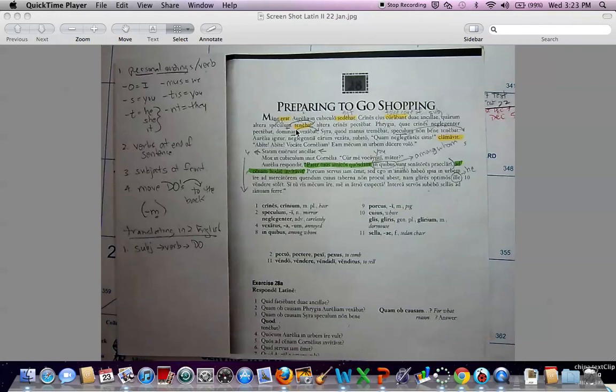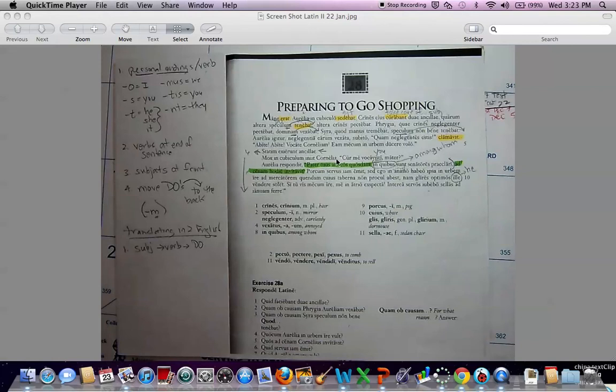altera speculum tenebat, here's my subject, another woman. Here's my verb, so I'm going to put it next, was holding, and then here's my direct object, the mirror. That's why I moved mirror to the back. It's a direct object with an M. So I want to reorganize my Latin sentences in the following pattern: subject, verb, and then direct object.